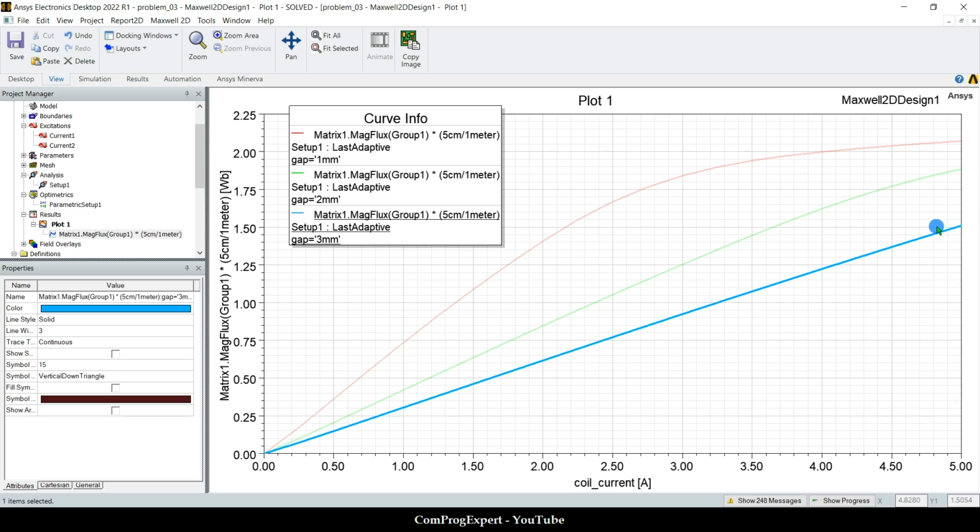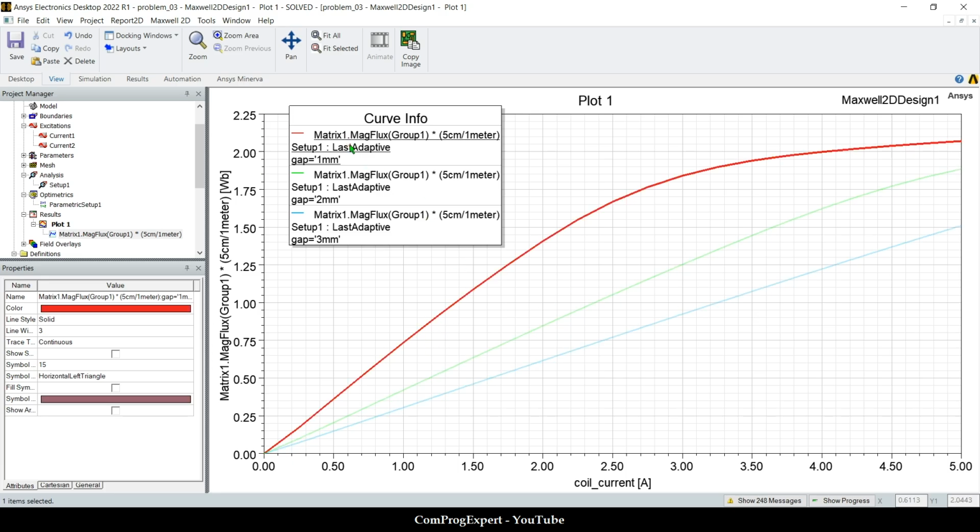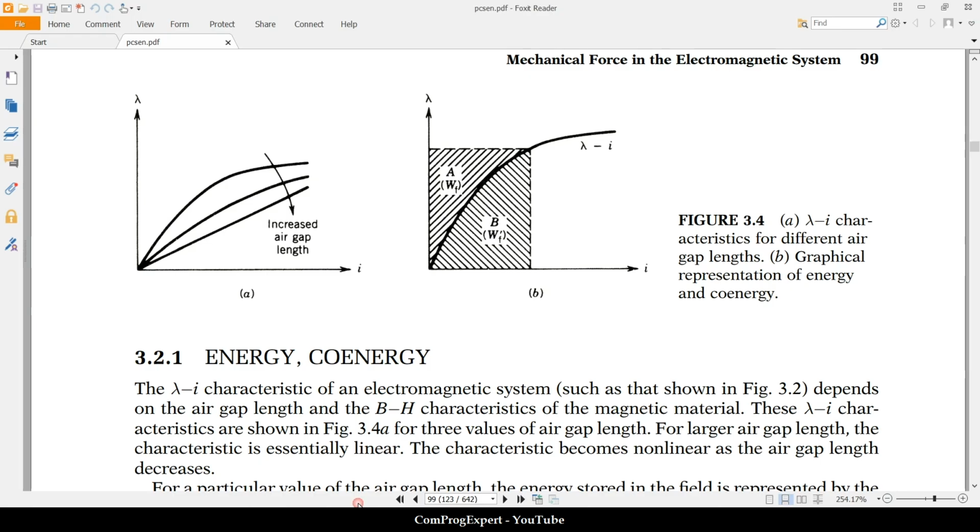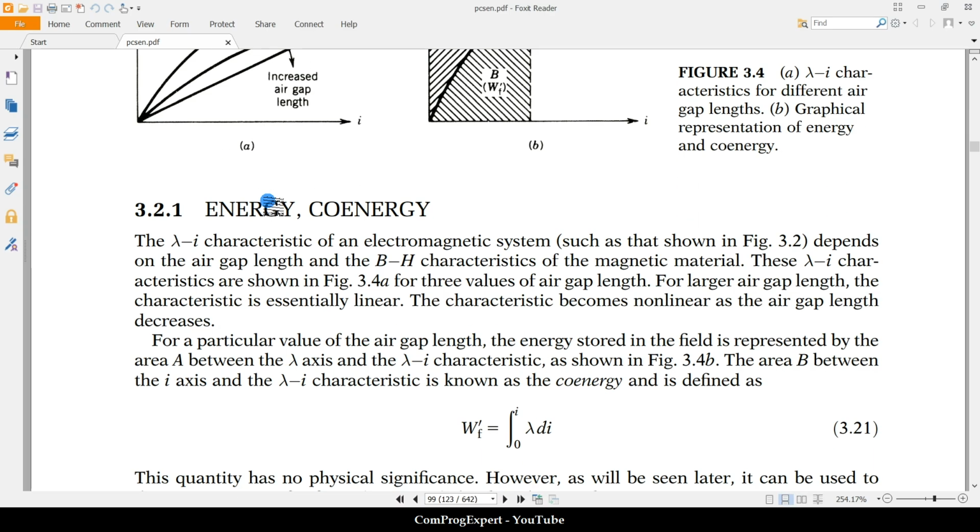Yes, because we don't have a deep saturation in the core due to the high air gap. The air gap reluctance is much higher than the reluctance of the iron. Yes. But when we decrease the value of the air gap, the reluctance of the air gap becomes close to the reluctance of the iron. And we can see this nonlinear characteristic. Anyway, this one that you can see here.